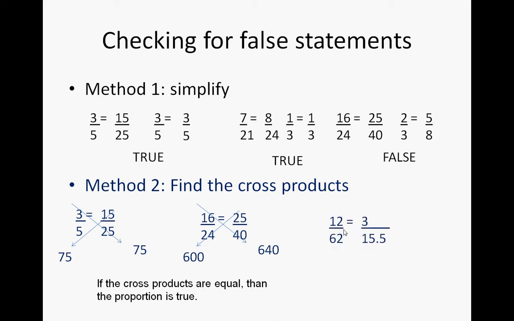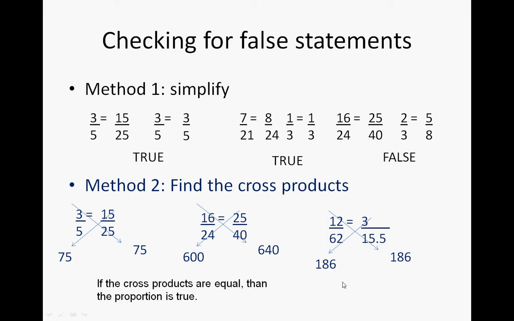Here's a new one. I want you to try this one on your own. Find the cross products and then tell me if this statement is true or not. Pause the movie, and if you need help, you can rewind and watch the examples again. But pause the movie now and try this example on your own. Okay, now that you've done your work, let's see how this works out. We have 3 times 62, that equals 186. And 12 times 15.5, that also equals 186. So this is a true statement. 12 over 62 is the same as 3 over 15.5.